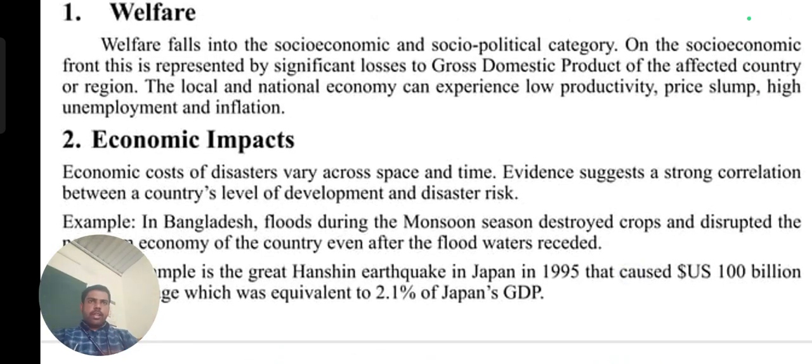In this economic cost, we have to look across space and time. Evidence suggests a strong correlation between country-level development and disaster risk. Example: Bangladesh floods during the monsoon season. It destroys the crops, health, and economy of that country. In that situation, the states or countries have to give economic support to rehabilitate the total structure and the humans. So this type of impacts may develop from particular disasters, and may occur commonly.